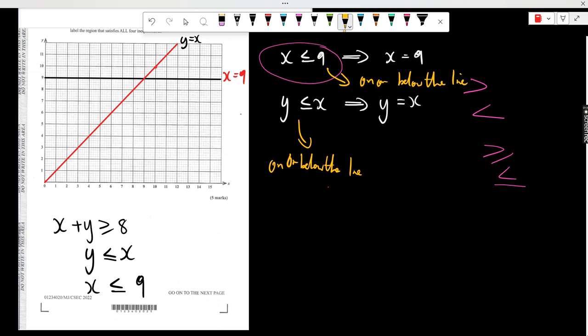Now, my next inequality is x plus y is less than or equal to 8. In this form, it is not always easy to identify what we really need to do. But what we can do is say the line that we're interested in is x plus y equals 8. And how do we sketch that line?